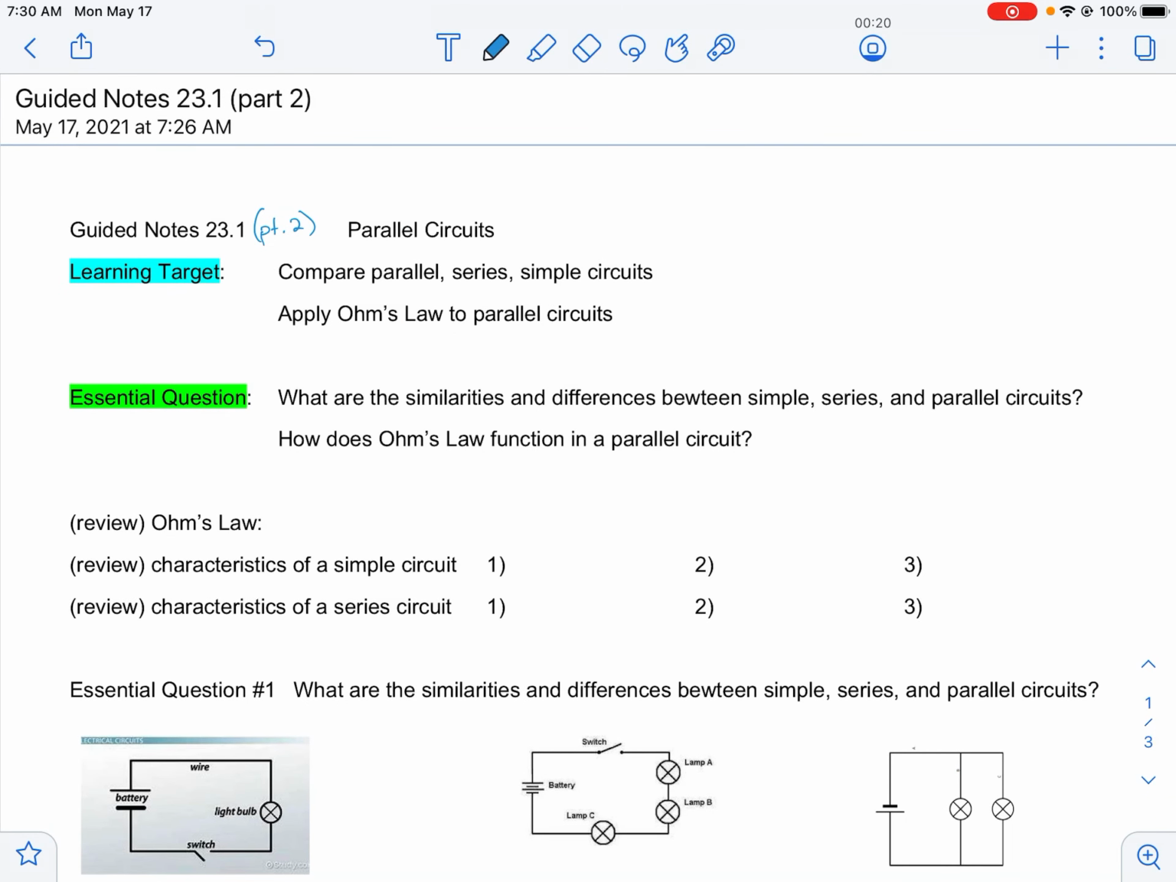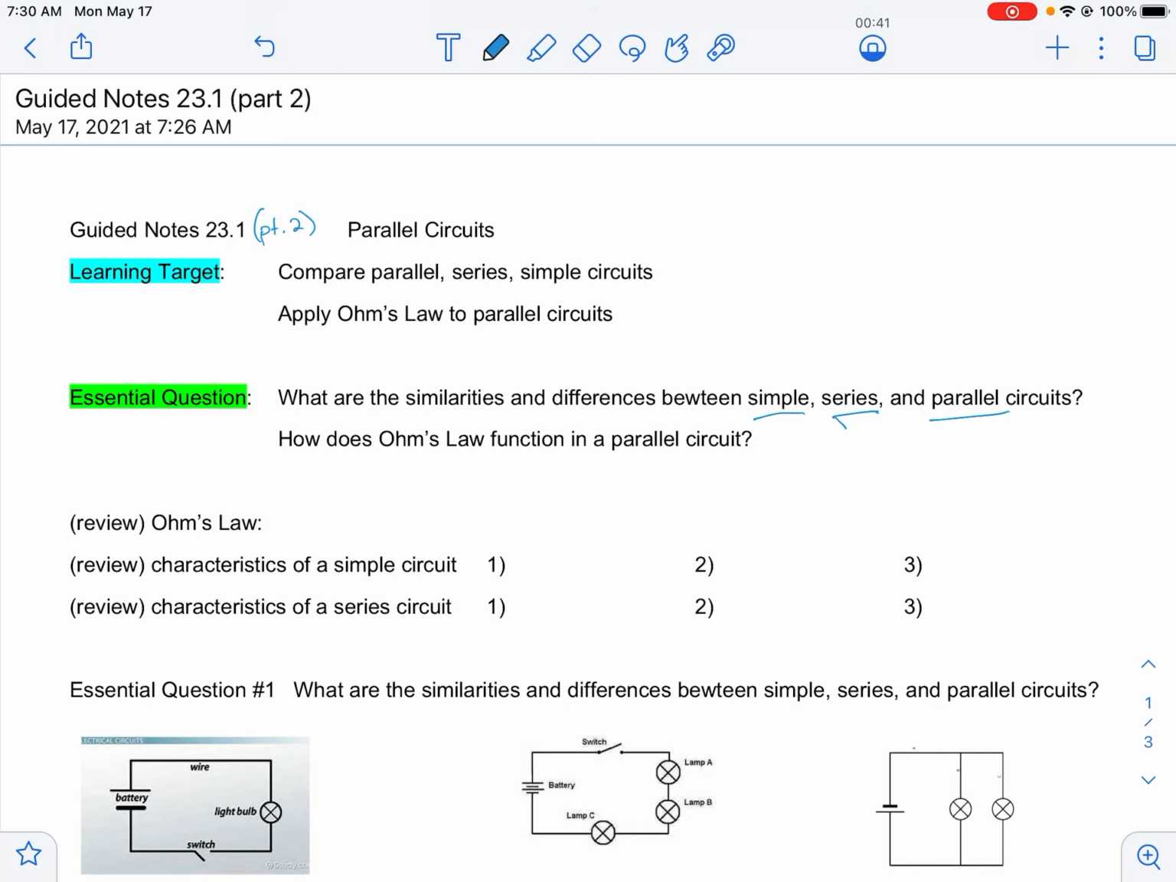So our targets today are to compare parallel, series, and simple circuits, and we want to apply Ohm's law to parallel circuits. So our essential question: what are the similarities and differences between simple, series, and parallel circuits, and how does Ohm's law function in a parallel circuit?